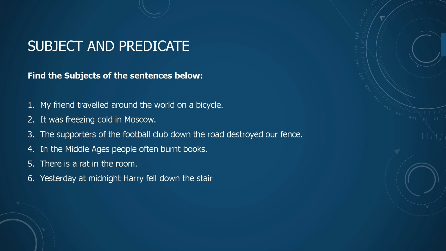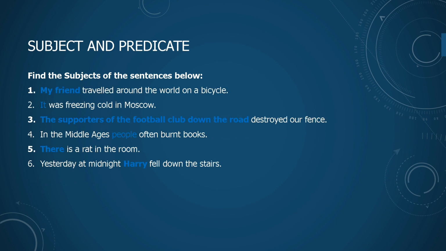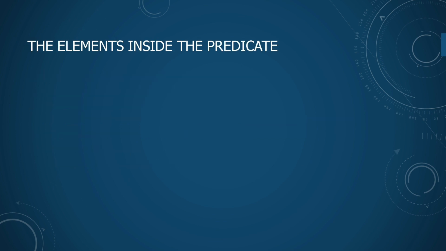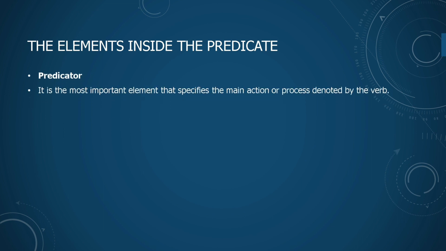Well, so pretty good so far. And we have the answers here. And the elements inside a predicate. So we said predicate is everything in this sentence except the subject. The first thing we have is the predicator. It is the most important element that specifies the main action or process denoted by the verb.